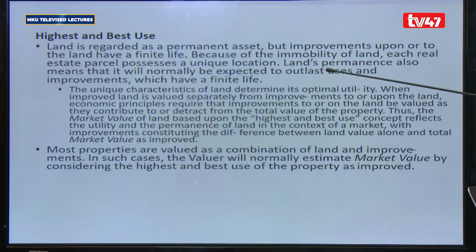Land is regarded as a permanent asset, but improvements upon land have a finite life. Because of the immobility of land, each real estate parcel possesses a unique location. Land's permanence also means that it will normally be expected to outlast uses and improvements, which have a definite life. So this is a unique characteristic of real estate: its permanency and the impermanency of the developments.